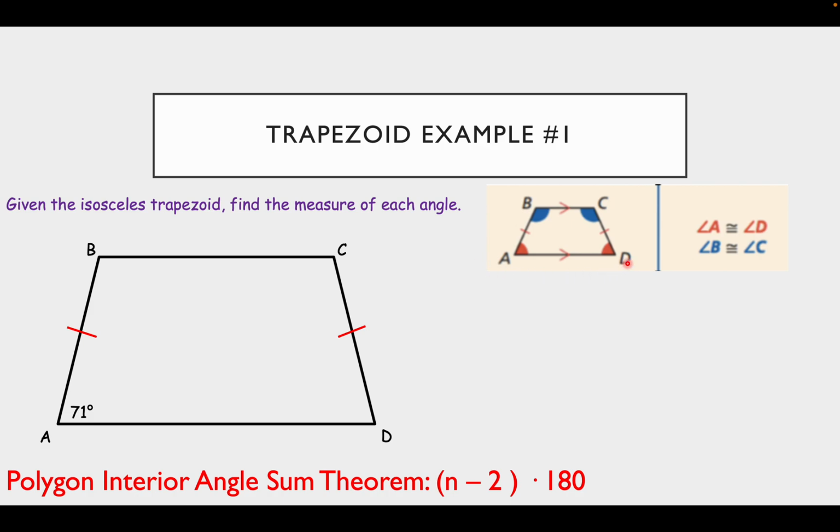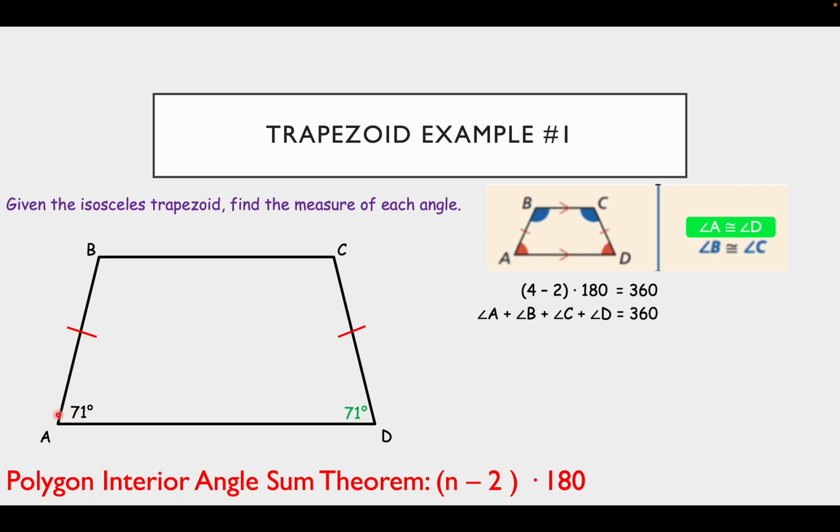Let's use our definition of an isosceles trapezoid. That tells us that the base angles are equal. So if we use this fact that angle A is congruent to angle D, then I should know that angle D is going to be 71 degrees. Now, using that polygon angle sum theorem, we know we have two missing angles. It's a four-sided figure. So if we do our 4 minus 2 times 180, that would give us 360.